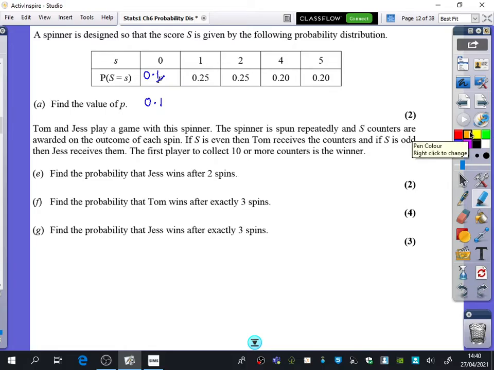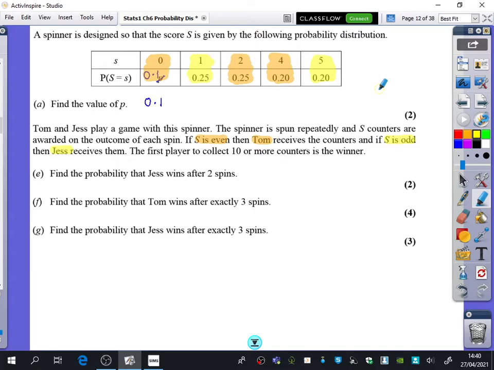Well, first of all, I think we should just remind ourselves about how this game works. So they're going to keep spinning it, and they're going to get the same number of counters as whatever it says along the top of it here. It says, if S is even, then Tom wins. So I'm going to highlight the times that Tom would win the counters. He would get the 2, and he would get the 4. Technically, 0 is an even number as well, but he wouldn't win any counters, so it doesn't really matter either way. And Jess wins if S is odd. So Jess is going to win either 1 counter or 5 counters that we've got here.